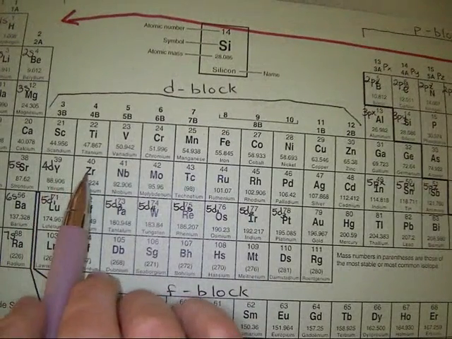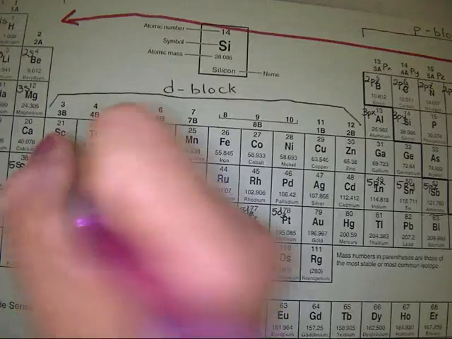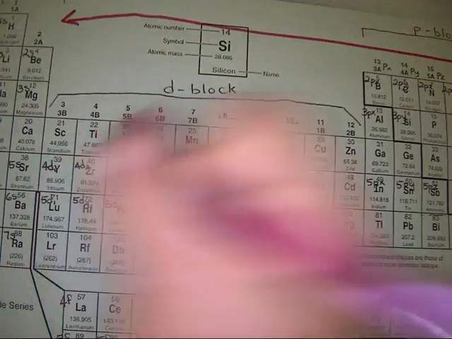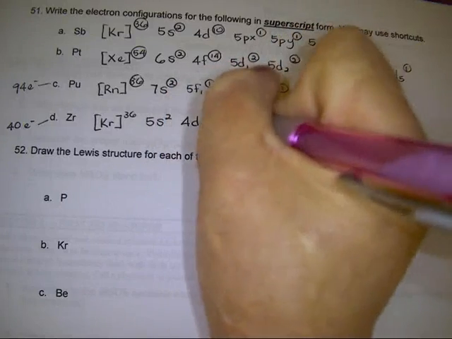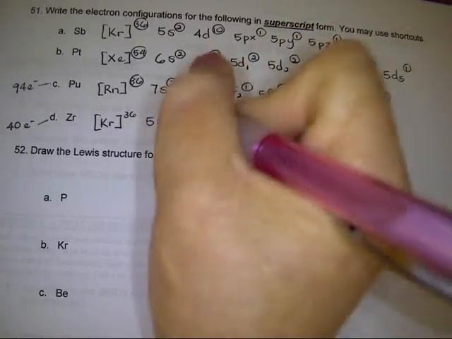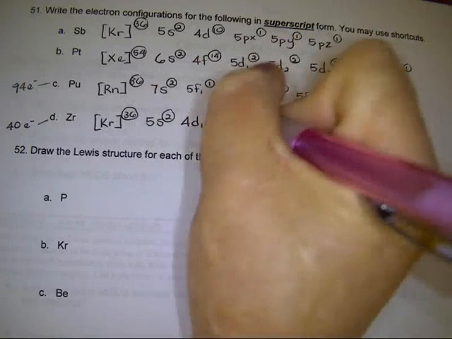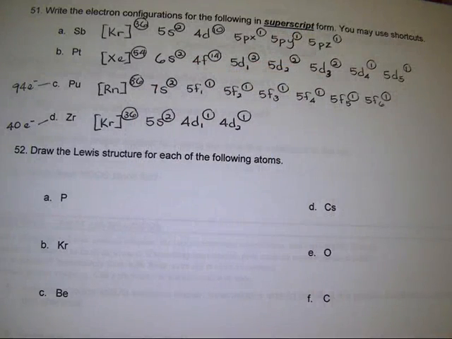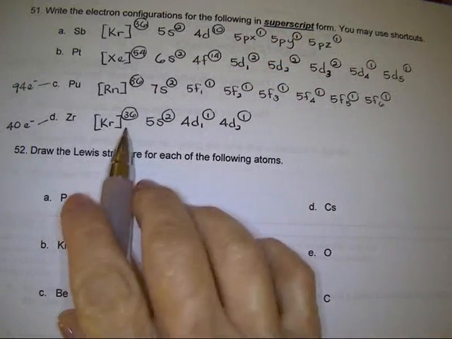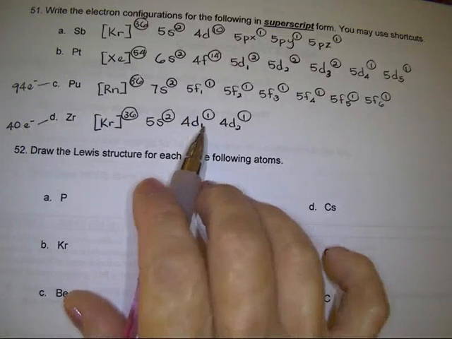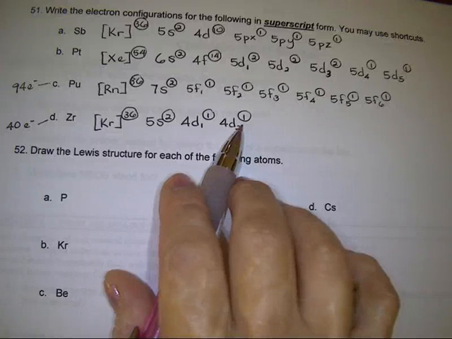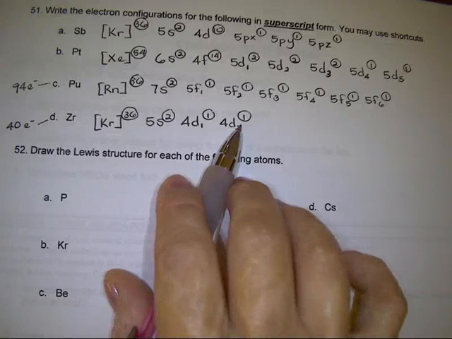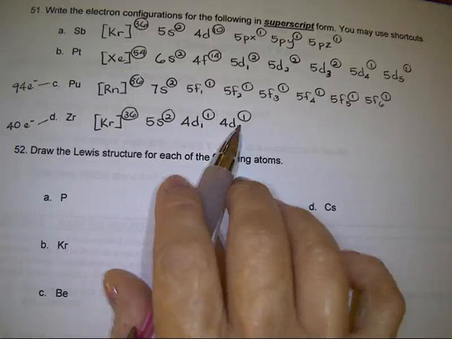Alright, and then I have to get to number 40. So it's 41 and 42. So there's 1 in each of those. 41, 1. 42, 1. Okay, if you add these up, that should equal 40. And so 36 plus 2 is 38, 39, and 40. So yep, that equals 40. 40 electrons. Superscripts add up to 40.